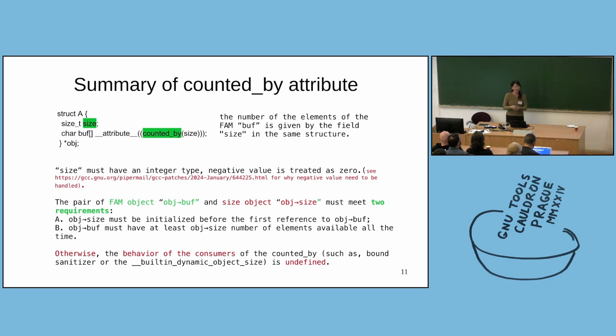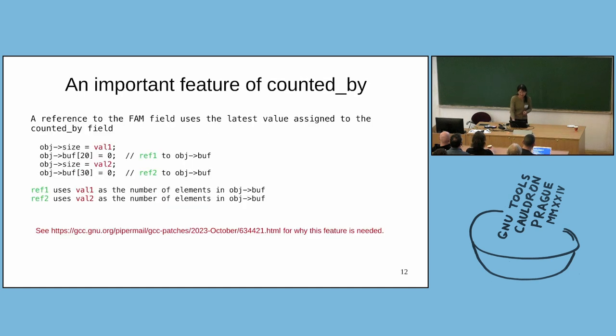If one of the requirements cannot be met, then the behavior of the consumers of the counted by attribute will be undefined. There are several consumers of the counted by attribute, for example the bound sanitizer or the dynamic object size. Their behavior will be undefined. So this is a summary of the counted by attribute, and this is an important feature of it. This feature is also requested by the Linux kernel.